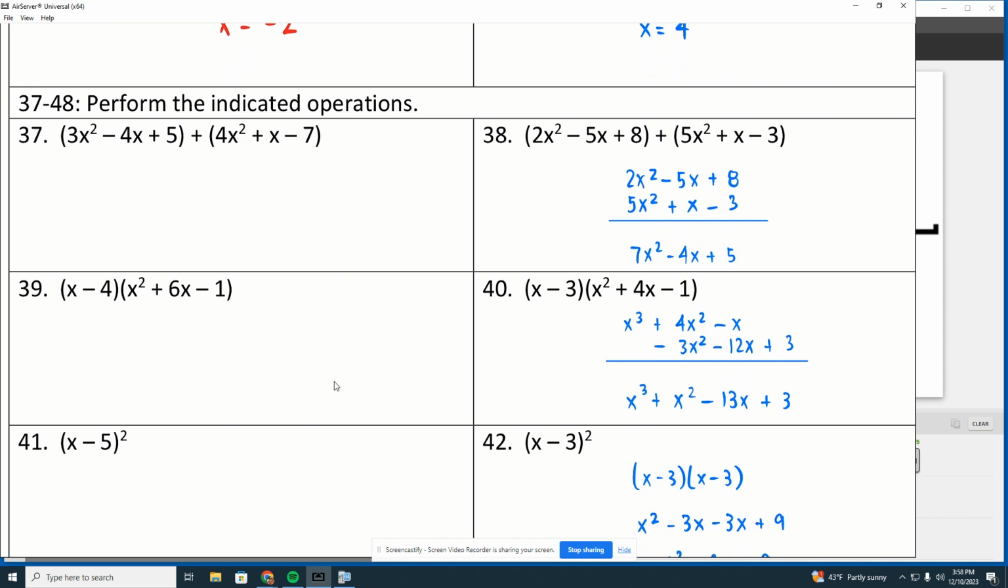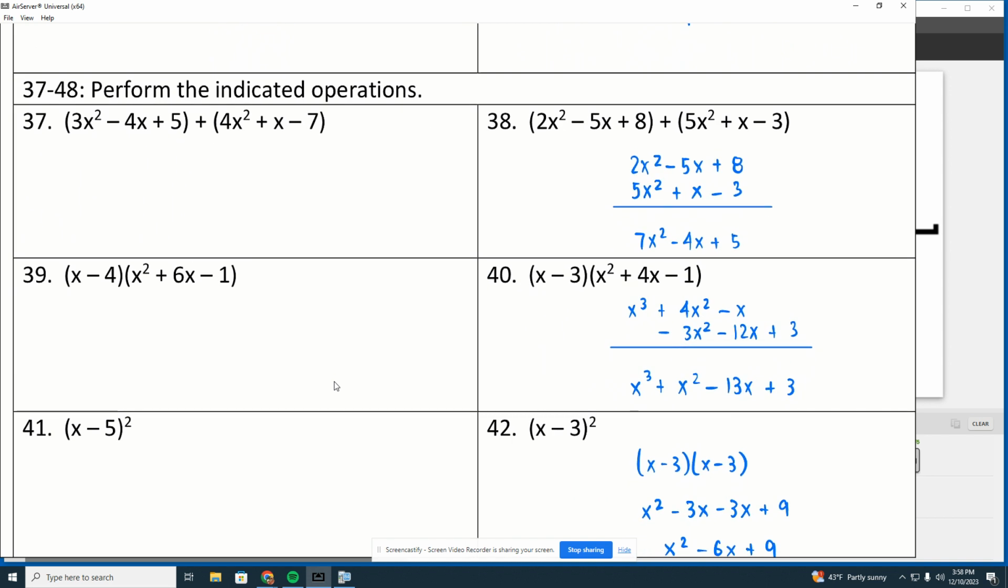Let's keep on cruising. Here we have some adding, multiplying, subtracting polynomials. So very simple. I'm just going to knock these out without even talking too much. I got 3x squared minus 4x plus 5. And remember, this plus sign means don't change your signs. So I'm going to drop these underneath. They're like terms. And then I'm simply going to combine them. So 7x squared minus 3x minus 2.